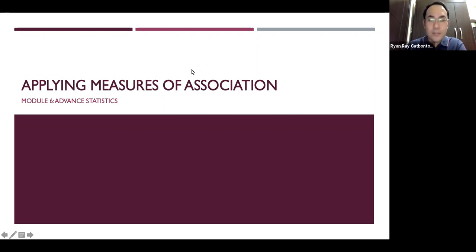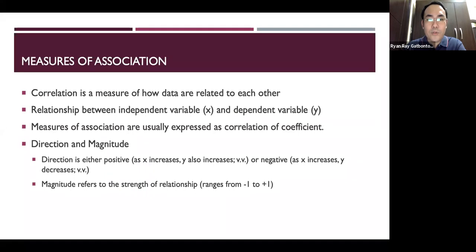Hello, everyone. In this video, we will talk about the application of measures of association in research. When we talk of association or correlation, this is a measure of how your data are related to each other. It usually depicts the relationship between your independent variable, or X variable, and your dependent variable, or Y variable. We all know in research that the independent variable is usually the presumed cause, and the presumed effect will be your dependent variable.